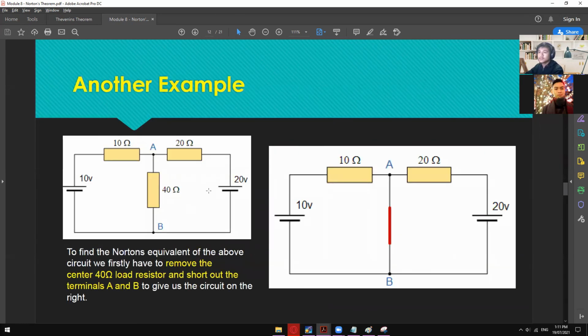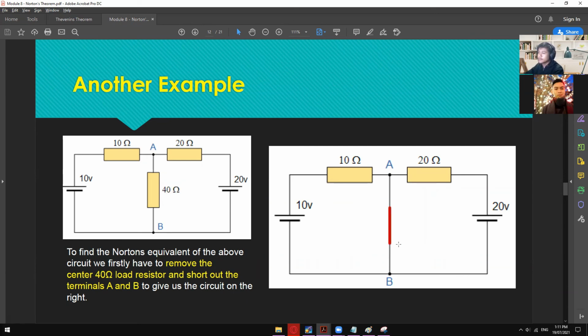Okay, so we have here another example. So let's have this one real quick. So we have 10 volts, 20 volts, 10, 20, and then 40 ohms. So the same concept, just remove this one. Let's say this is our R load. So remove the 40 ohm load resistor. It's just that it wasn't able to put here this one as our RL, but this is our RL, the 40 ohm load resistor. Okay, so just short it.